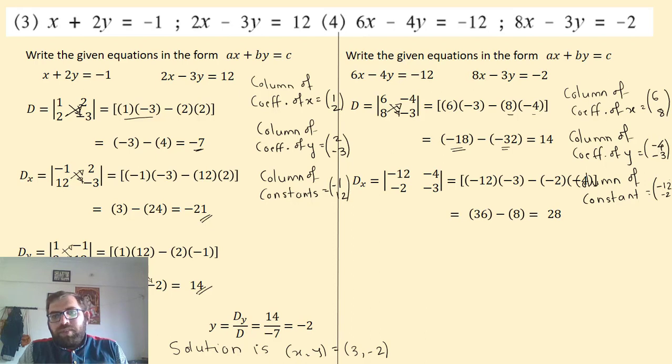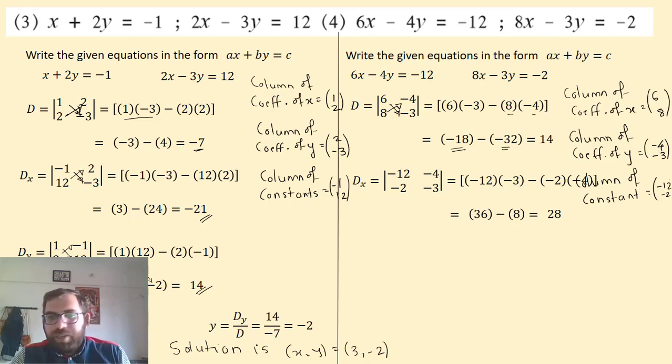Next, proceed. We get the Dx. How we get the Dx is a very simple thing. Replace the column of coefficients of x by the column of constants. So to find Dx, what we basically do is remove the column of coefficients of x and replace it by the column of constants. The column of coefficients of x is 6 and 8; remove it and write in its place the column of constants, that is minus 12 and minus 2.